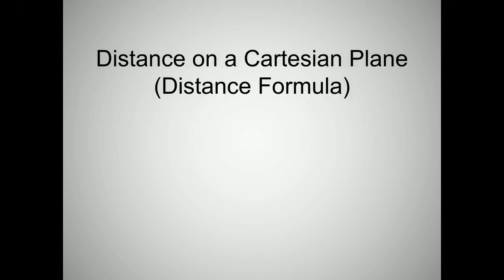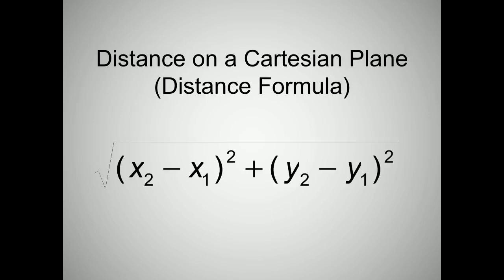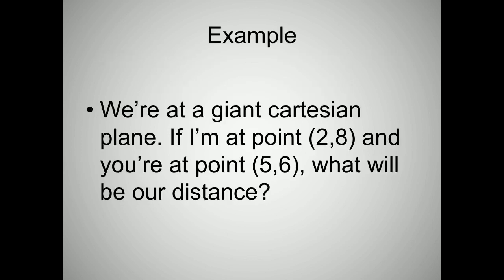Getting the distance, but this time it's on the Cartesian plane. The formula will be square root of x sub 2 minus x sub 1 squared plus y sub 2 minus y sub 1 squared. For example, we're at the giant Cartesian plane. If I'm at point 2, 8 and you're at point 5, 6, what will be our distance?